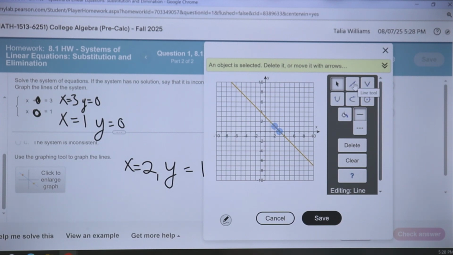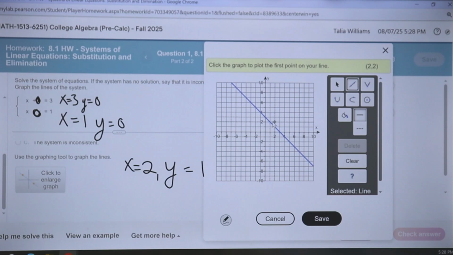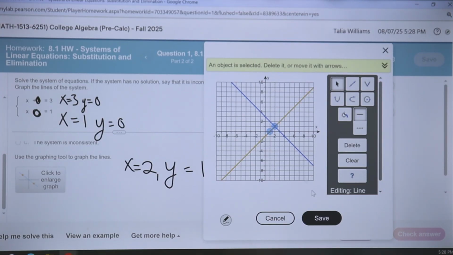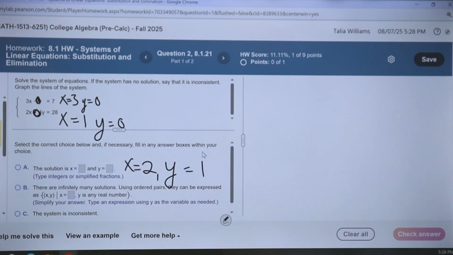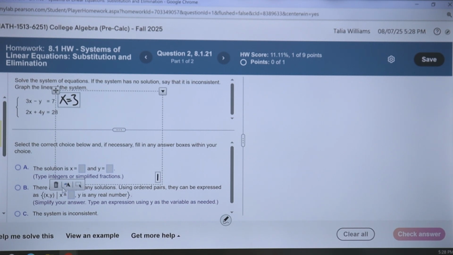Now I have to graph my other line. So I'm going to do 2, 1 again. And then my point that I found is 1, 0. So x is 1, y is 0. Save. Check answer. You can also use Desmos if that is just a lot. I know 8.6 is systems of nonlinear equations, so Desmos is super helpful on checking on 8.6.